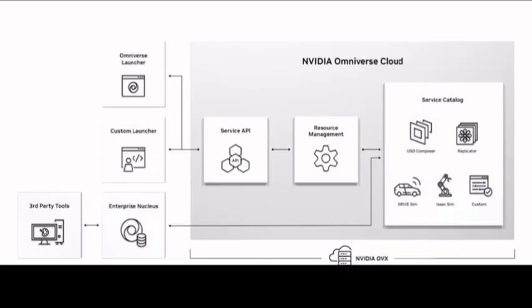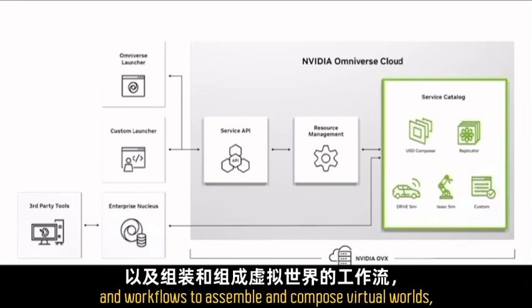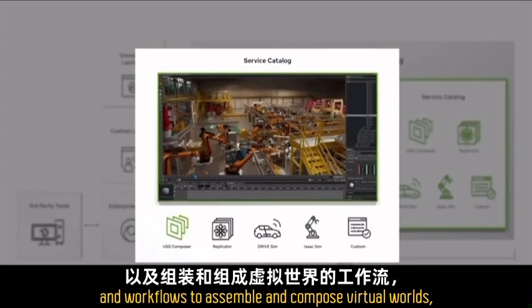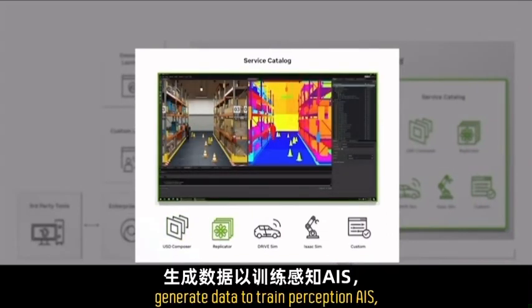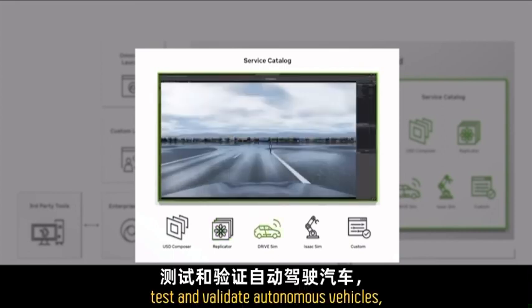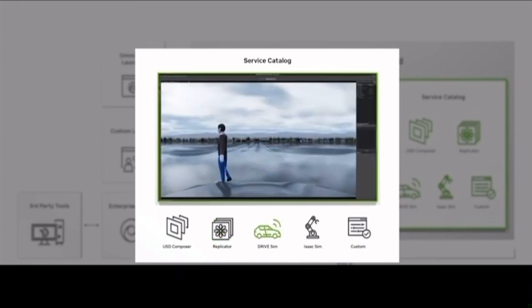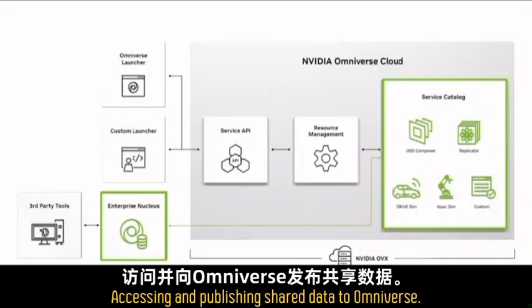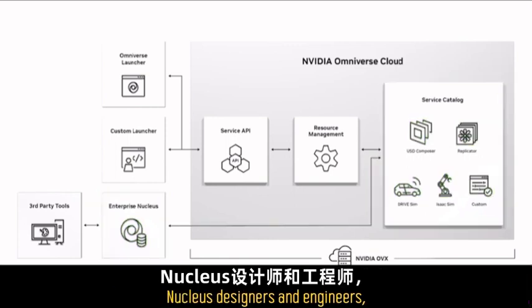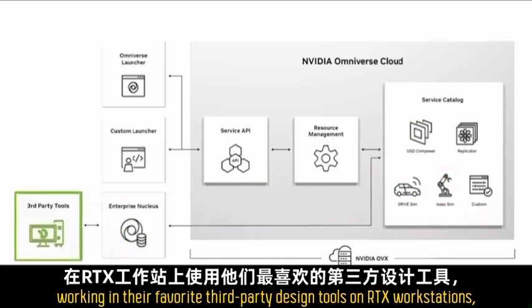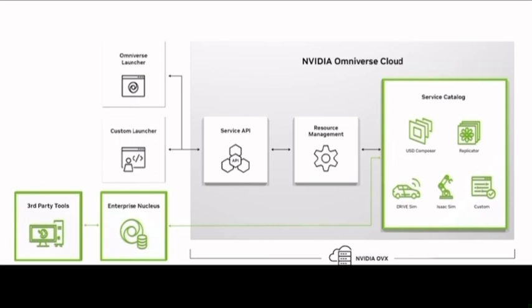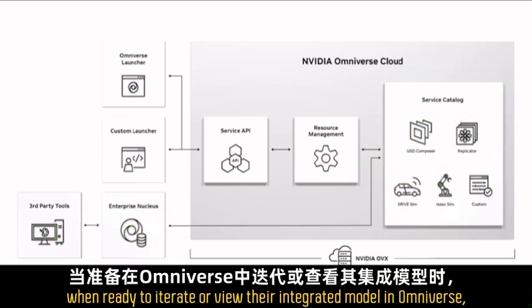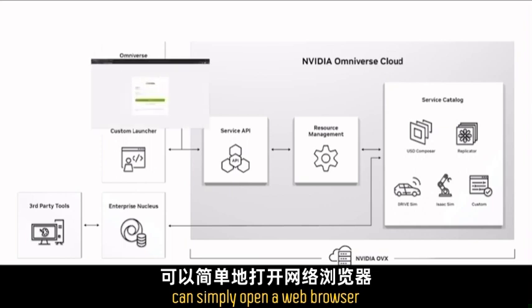Once in Omniverse Cloud, enterprise teams can instantly access, extend, and publish foundation applications and workflows to assemble and compose virtual worlds, generate data to train perception AIs, test and validate autonomous vehicles, or simulate autonomous robots, accessing and publishing shared data to Omniverse Nucleus. Designers and engineers working in their favorite third-party design tools on RTX workstations publish edits to Nucleus in parallel. Then, when ready to iterate or view their integrated model in Omniverse, can simply open a web browser and log in.